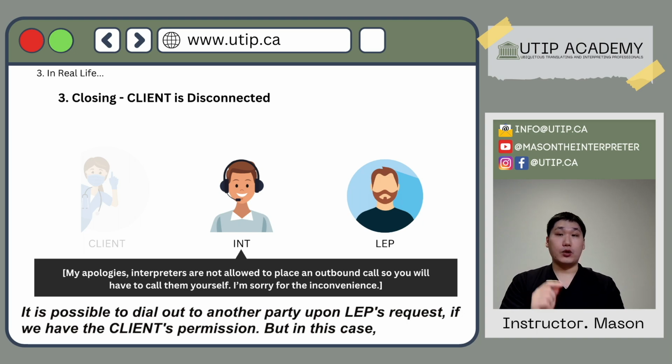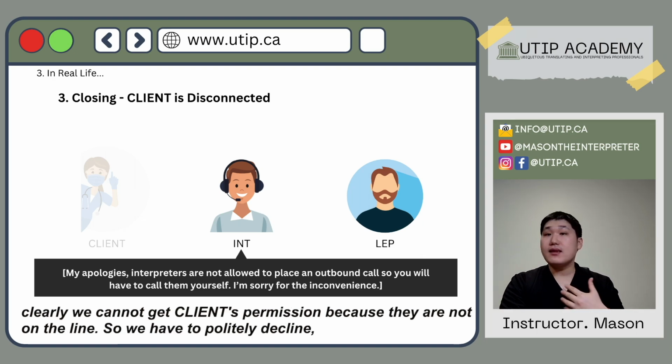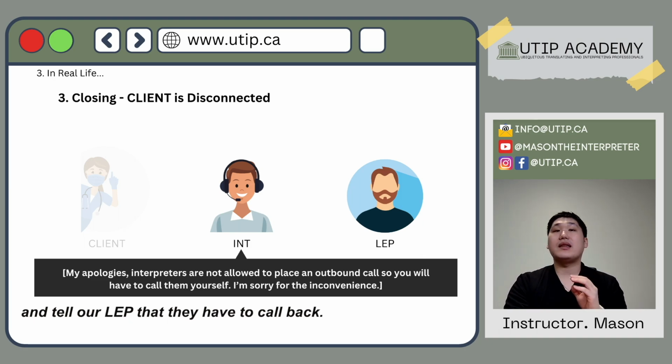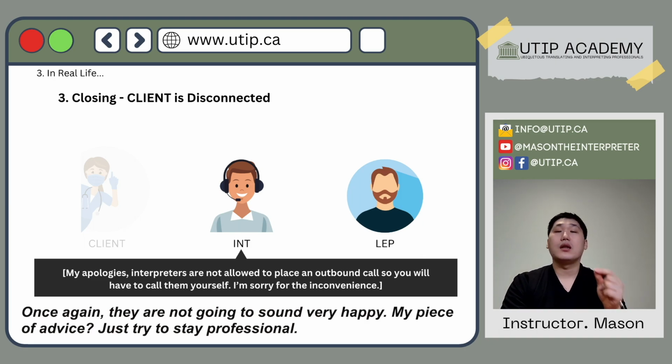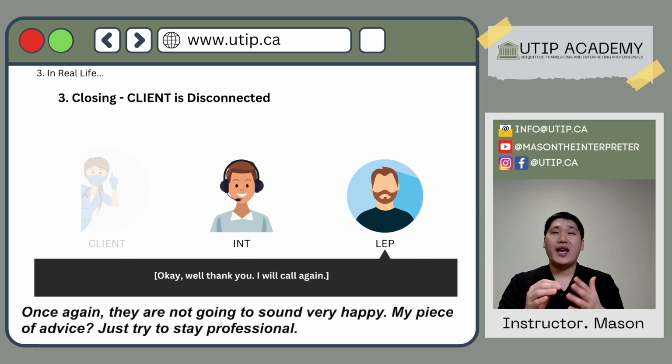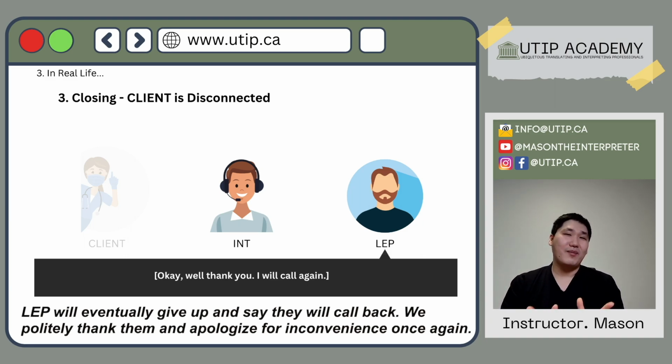It is possible to dial out to another party upon LEP's request if we have the client's permission. But in this case, clearly, we cannot get client's permission because they're not on the line. So we have to politely decline and tell our LEP that they have to call back. Once again, they are not going to sound very happy. My piece of advice, just try to stay professional. LEP will eventually give up and say they will call back. We politely thank them and apologize for inconvenience once again.